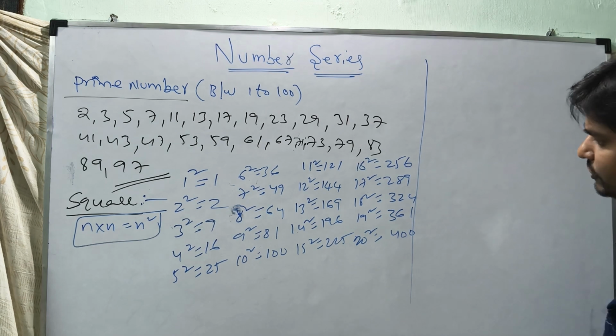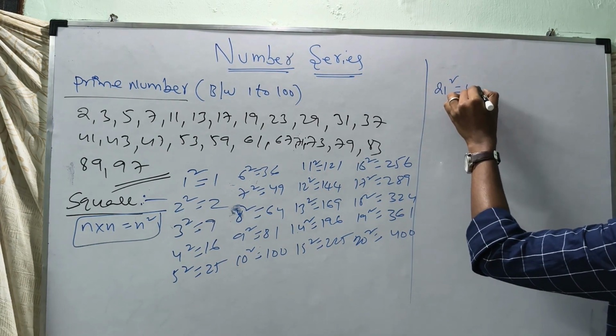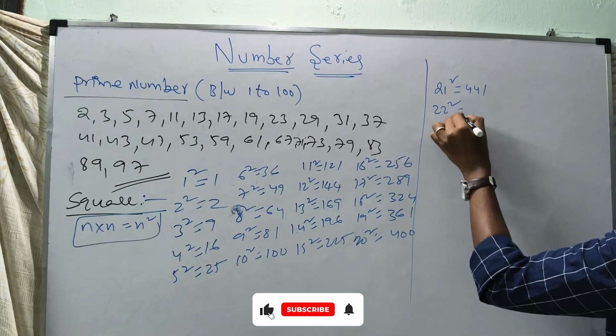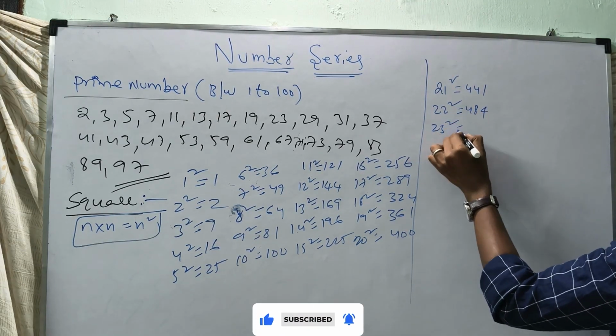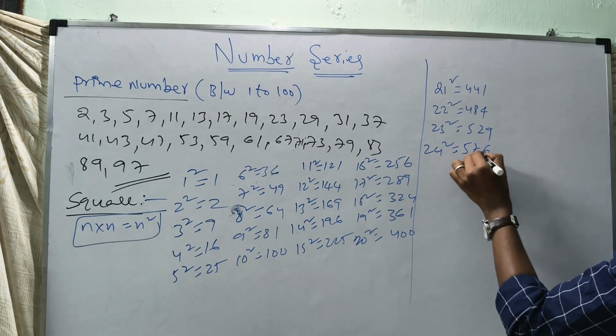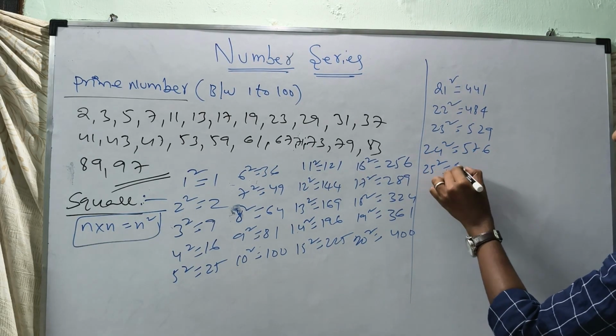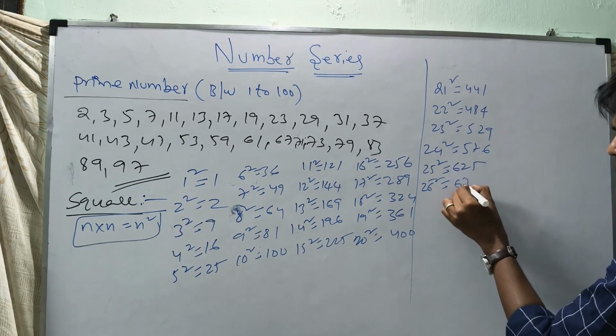Clear? Next continuation here, see all of you. 21 square what? 441. 22 square 484. 23 square 529. 24 square 576. 25 square 625. 26 square 676.